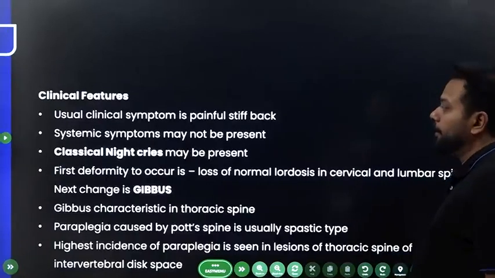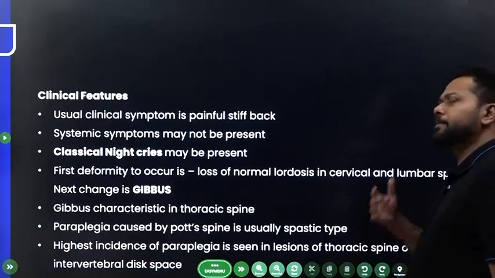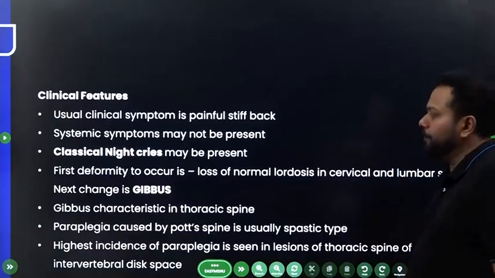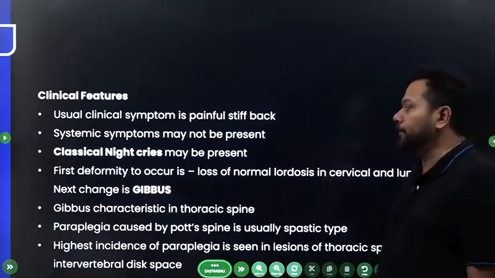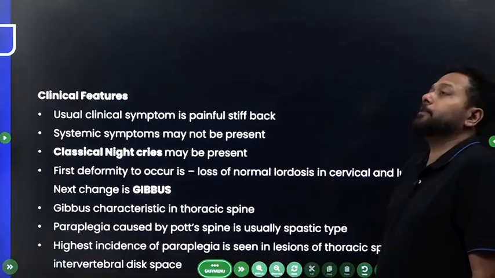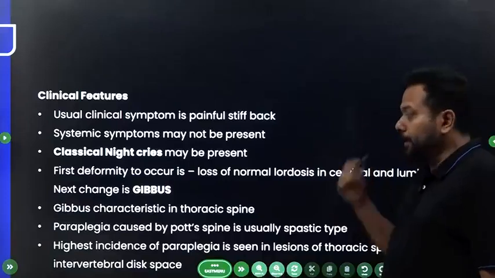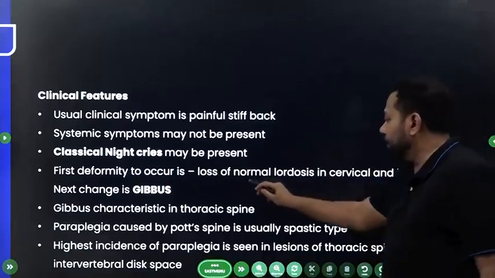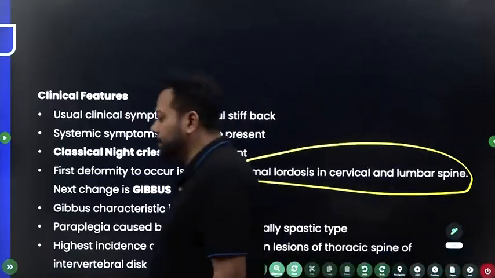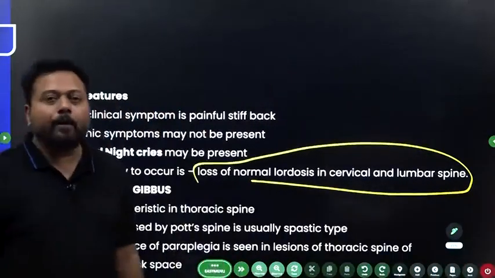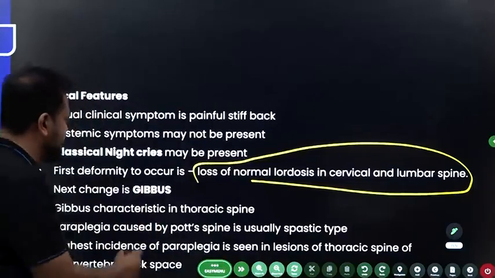Rarest site of involvement. Usual clinical symptom is painful stiff back. Systemic symptoms most of the time will be absent. Classical night cries; already I had explained to you the meaning of night cries. The first deformity to be seen on inspection is loss of normal lordosis in the cervical and lumbar area. Loss of cervical and lumbar lordosis is the earliest deformity to happen, a very often repeated MCQ. Second deformity is gibbous.